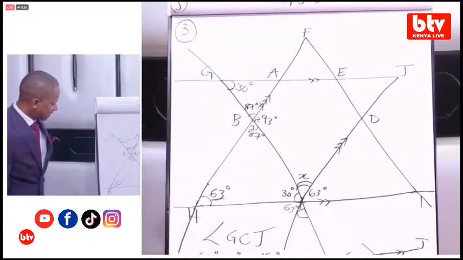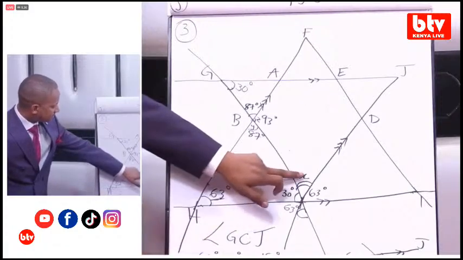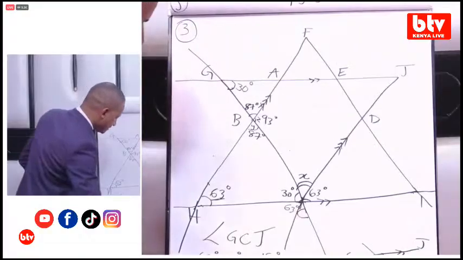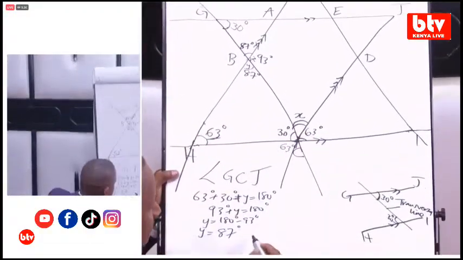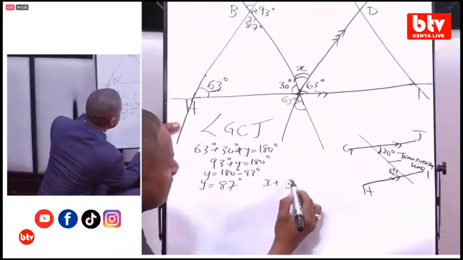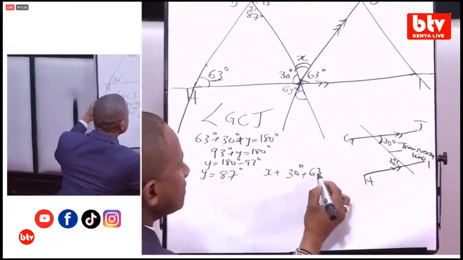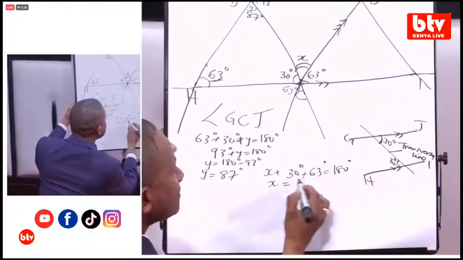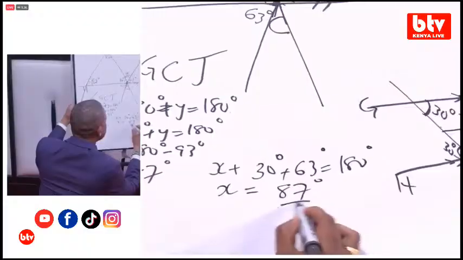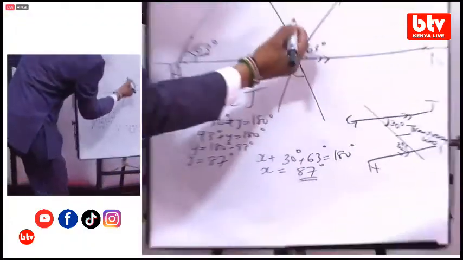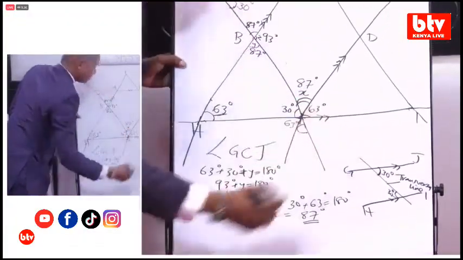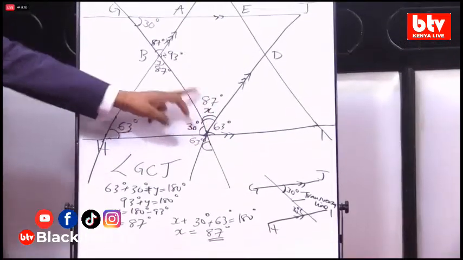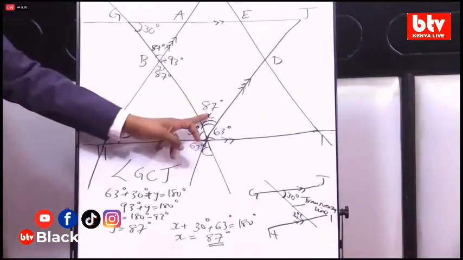If this is 63 degrees, and this is 30 degrees, and this is X, it means that angles in a straight line add up to 180 degrees. So therefore, angle X plus 30 degrees plus 63 degrees equals 180 degrees. So X equals 180 minus 93, which is 87 degrees. So this angle that we want is 87 degrees. We want angle GCJ, which is 87 degrees.